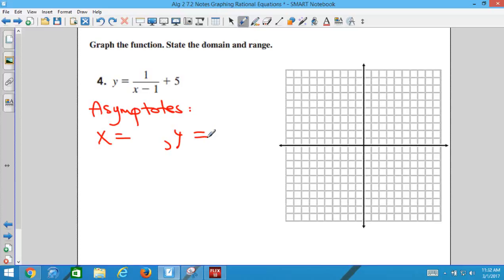All right, asymptotes. Colin, what's that? X equals 1. You got them both? Yeah, Y equals positive 5, because remember the Y doesn't switch. It's the X that always switches, but the Y is always the same. So there's our asymptotes. We go over and we graph them. Remember, X equals 1 is a vertical asymptote, and Y equals 5 is a horizontal asymptote.